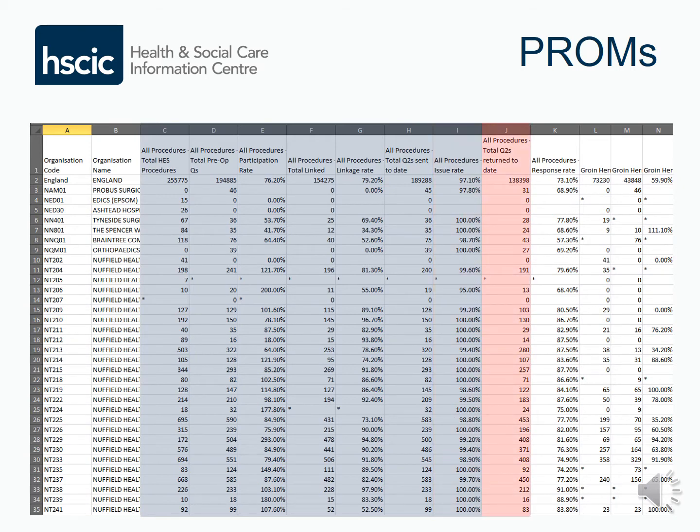Total Q2s returned to date is the number of post-operative questionnaires that have been completed and sent to the HSCIC. Finally, the response rate is the number of returned post-operative questionnaires as a percentage of the total sent out.